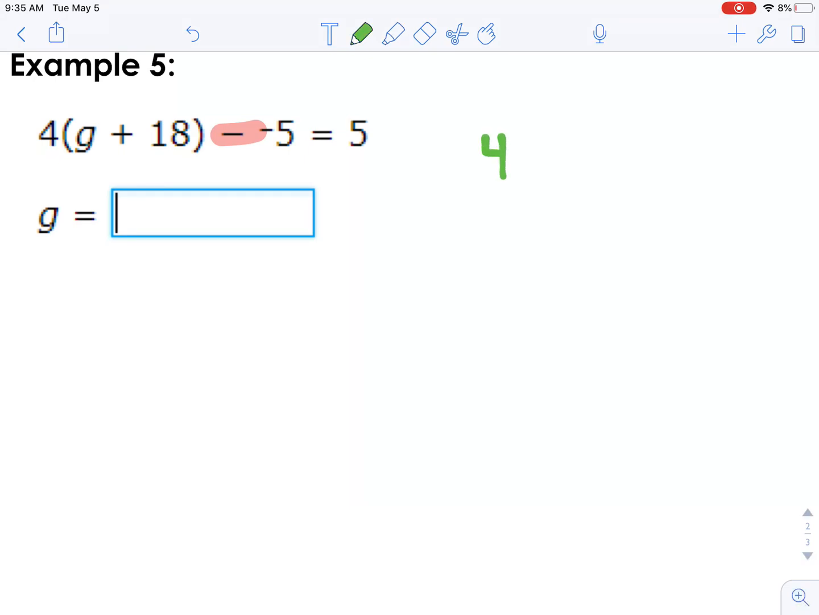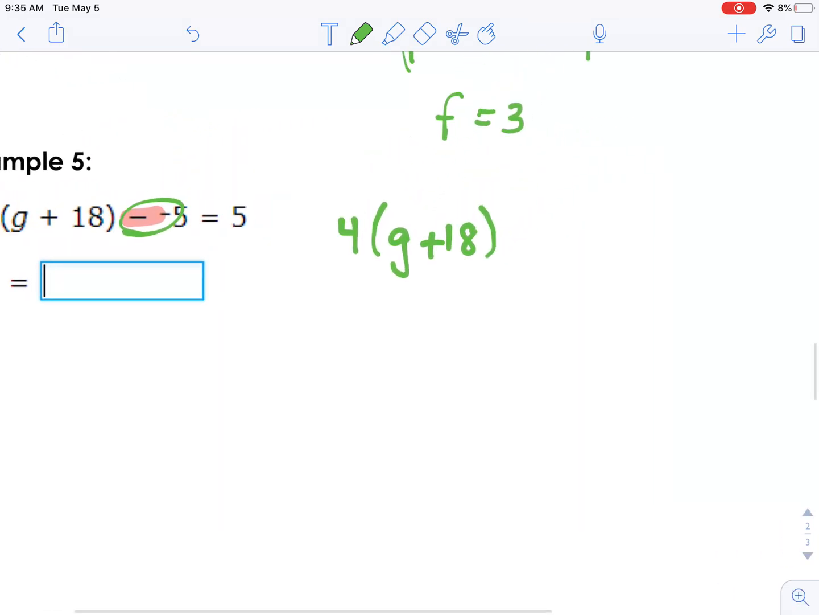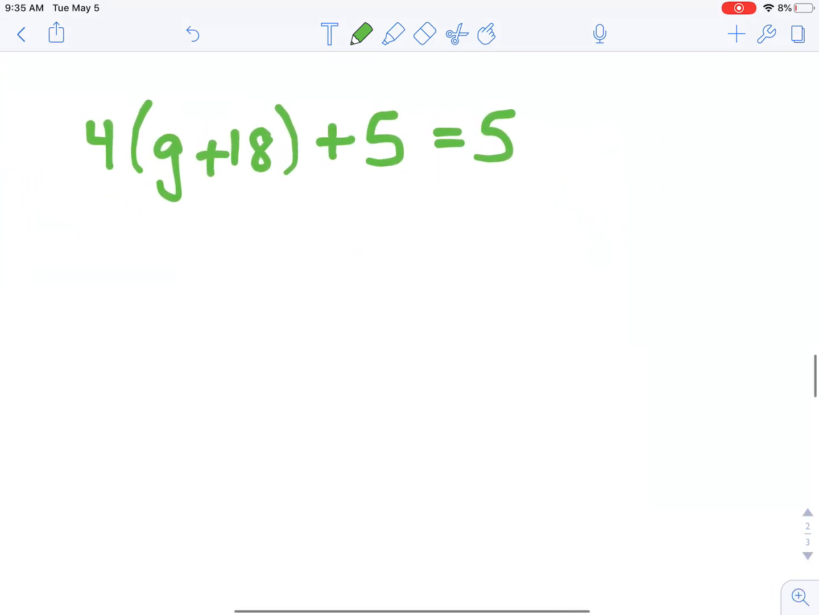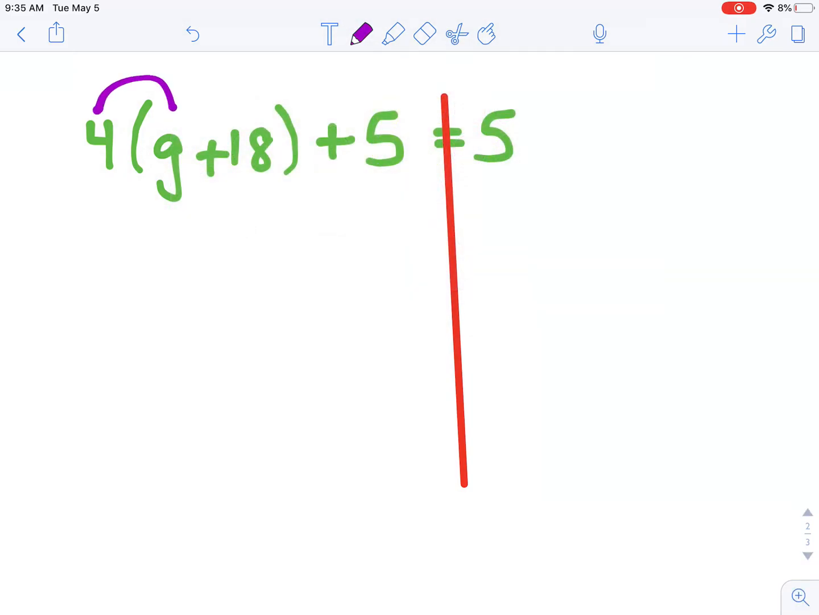When I rewrite this problem, I'm going to choose to rewrite this minus a negative. Do you remember from yesterday's lesson? Minus a negative is really plus a positive. So we really just have a positive 5. So now looking at what we have, some people are going to choose to add 5 to the other side right away. That's totally fine. That works. I'm going to go ahead and just distribute first.